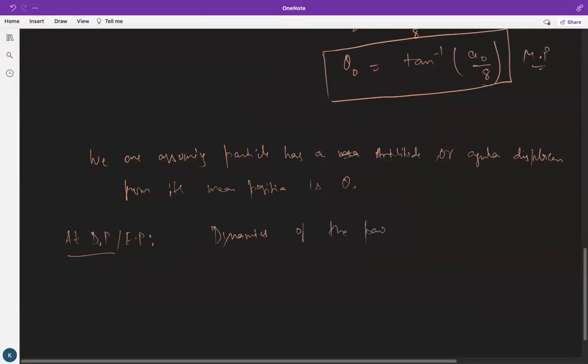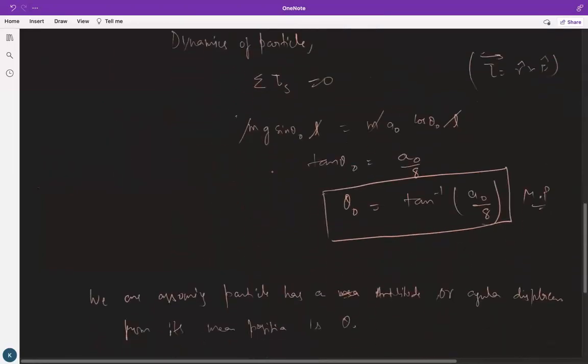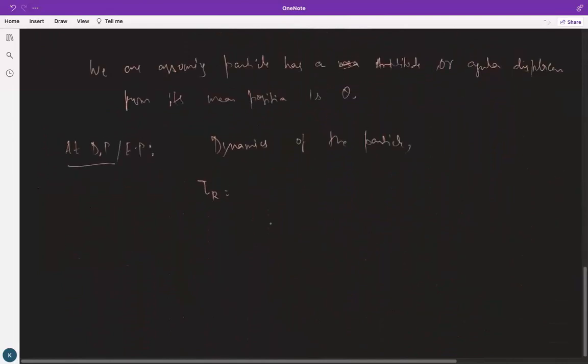So let's start writing the dynamics of the particle. We have to write the restoring torque about the suspension point, right? This is our suspension point, and we have to look here. Everything will be the same. The only thing that changes is theta naught plus theta, because these are the only two forces due to which our net torque is produced, right? These are the two components, m a naught cos theta and mg sin theta naught. So we just have to add the angle theta, because theta is our net angular displacement from its mean position.